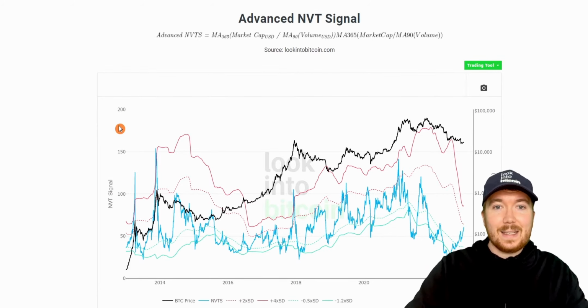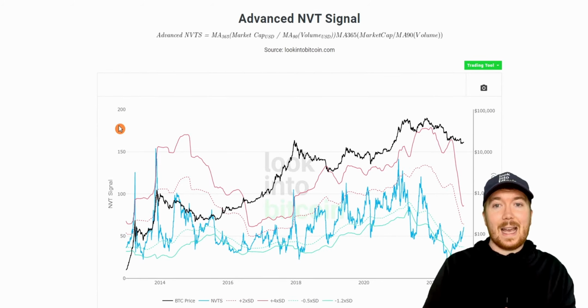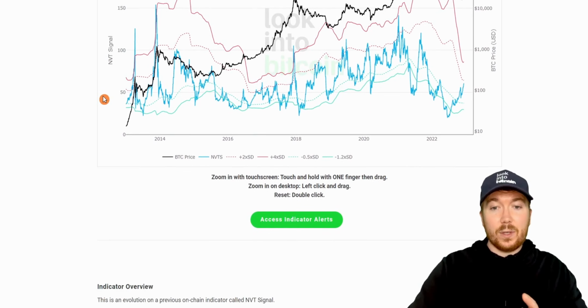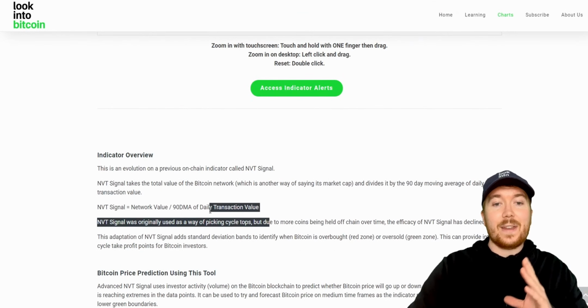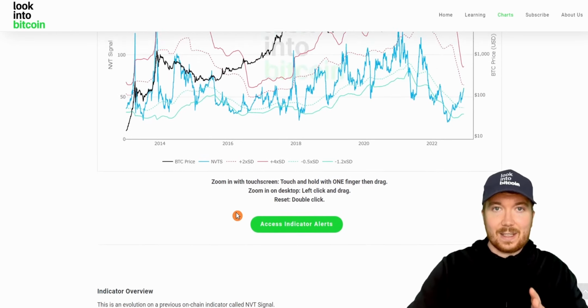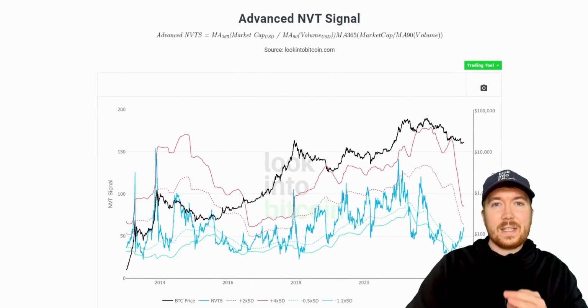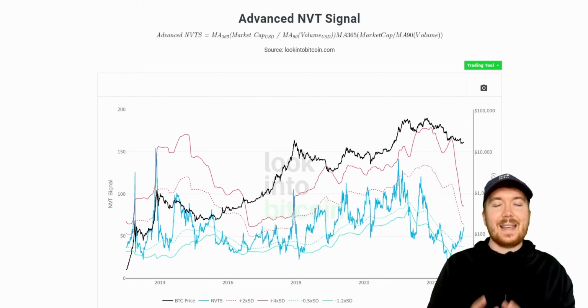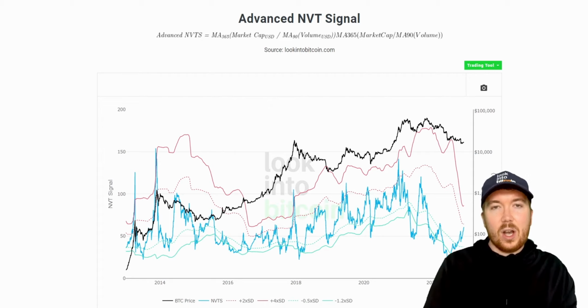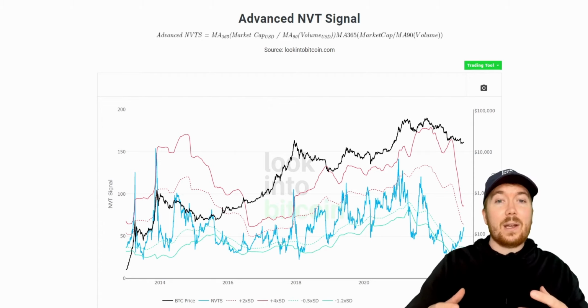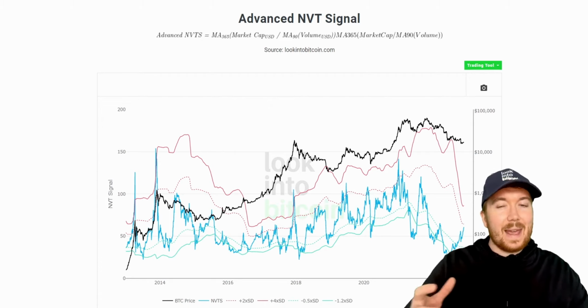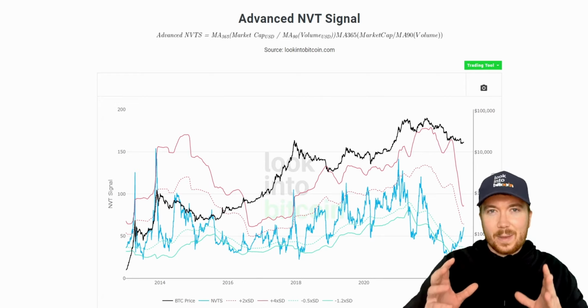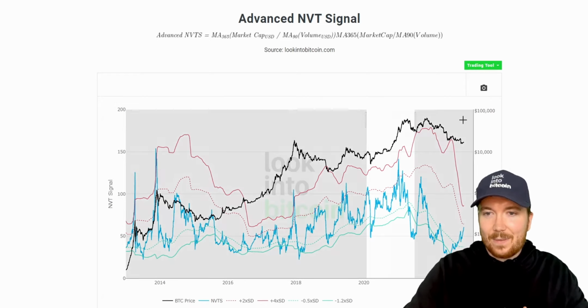Now, the advanced NVT signal is looking at the market cap of Bitcoin divided by the volume. And this advanced one is taking into account the 90-day average of the daily transactional volume of Bitcoin. So rather than just taking into account exchange volume, which may be comprised of derivatives and doesn't truly reflect the current interest in Bitcoin, this is taking into account on-chain network volume. So we get a more accurate representation of what is actually being conducted on the Bitcoin blockchain and how this fundamental data may actually react to price. And again, we can implement a very similar strategy for this advanced NVT signal tool.